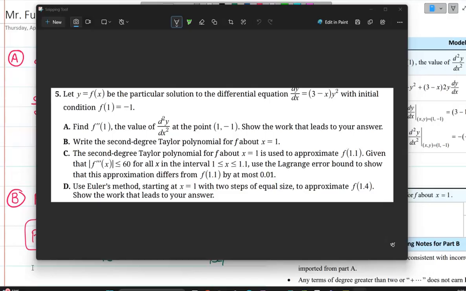All right, so we have y equals f of x, and we have a differential equation. It's a little cut off there, but it's dy/dx equals 3 minus x times y squared, with the initial condition of f of 1 equals negative 1. Part A is asking us to simply find the second derivative, evaluate it at 1, and we're going to go ahead and plug that in and evaluate.